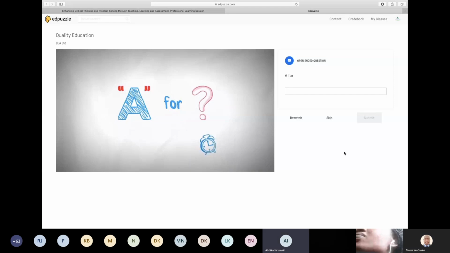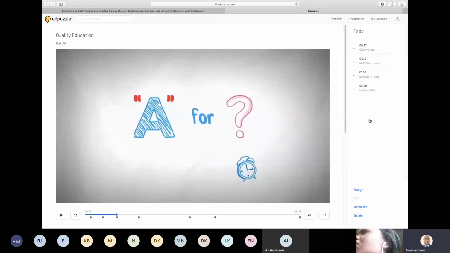I have already explained what the screen is all about while you were muted. Here you'll say A for what, you answer. I just wanted to show it for those who have not seen it, because there will be more exercises done like this. Once you submit, you play again and it continues. Okay, no more questions.